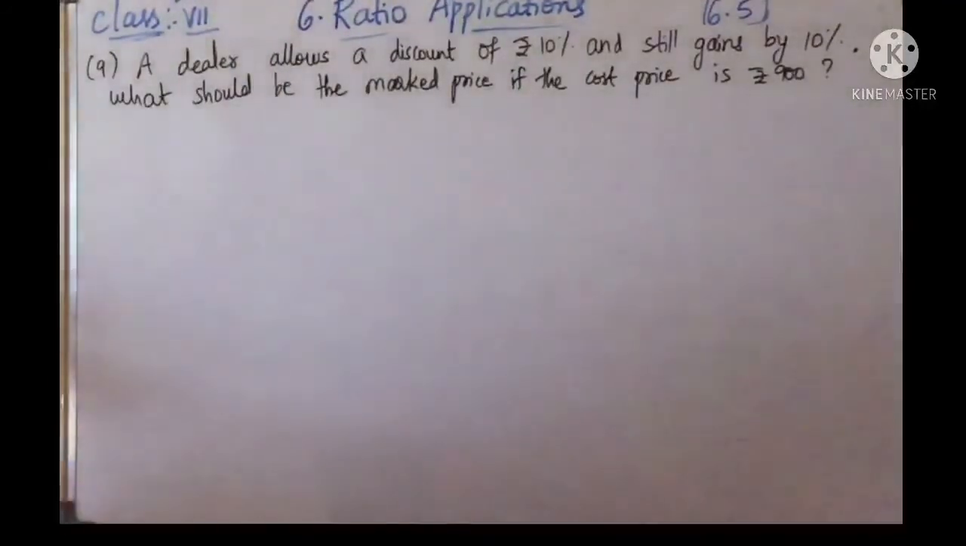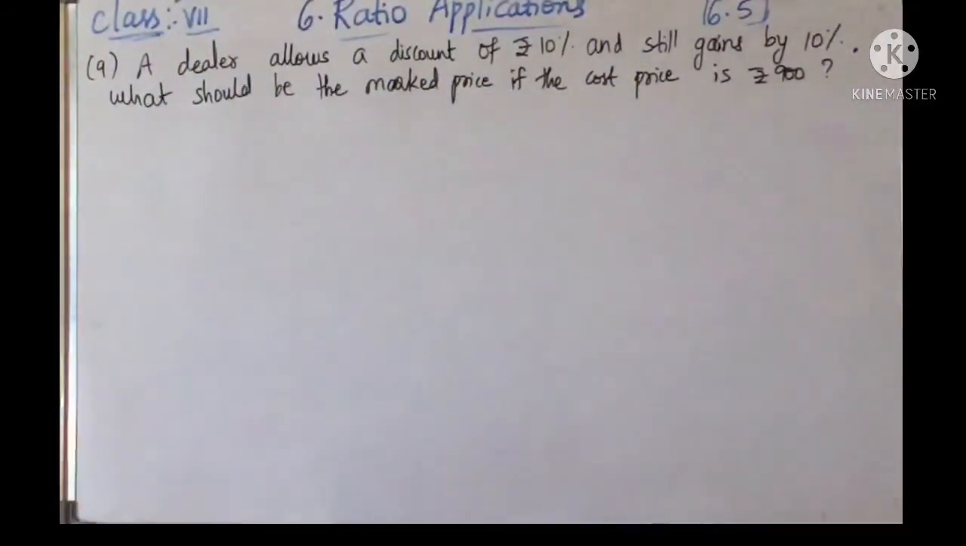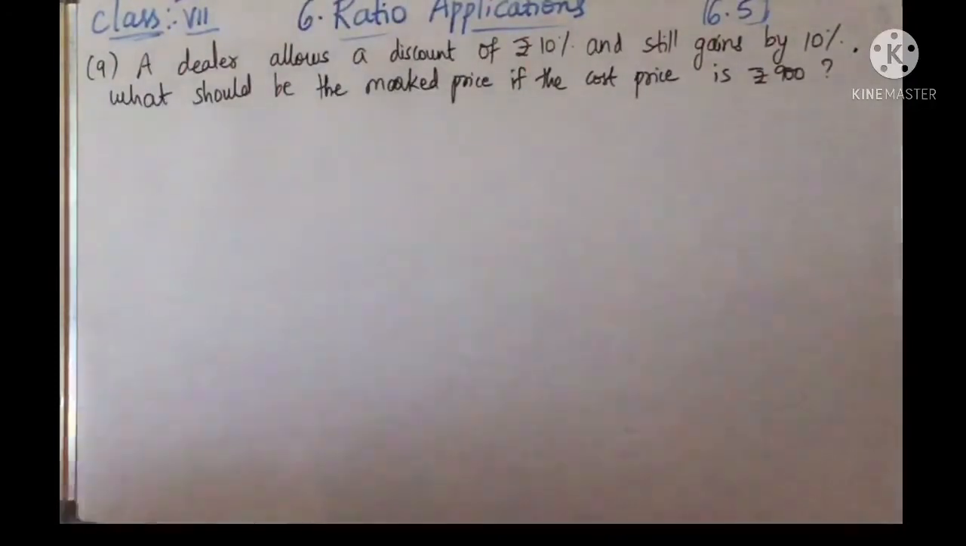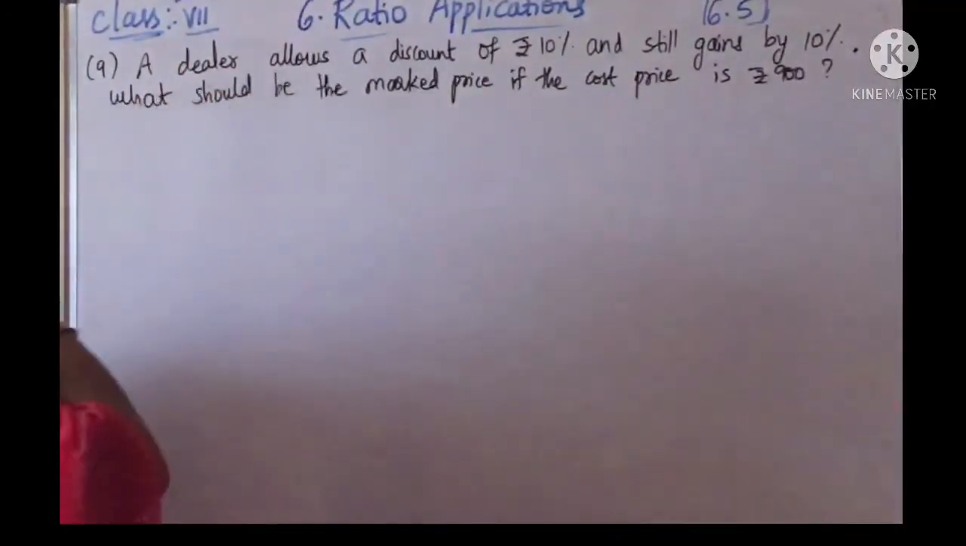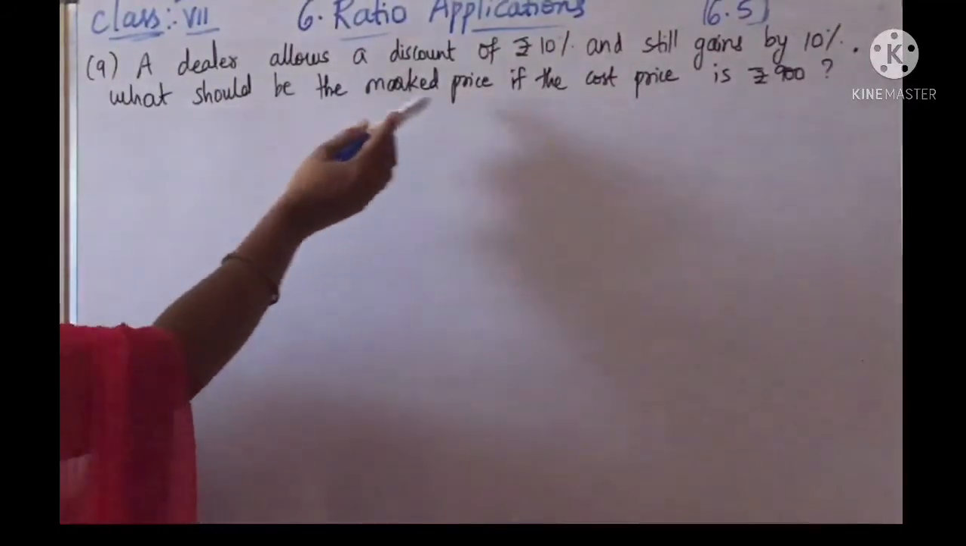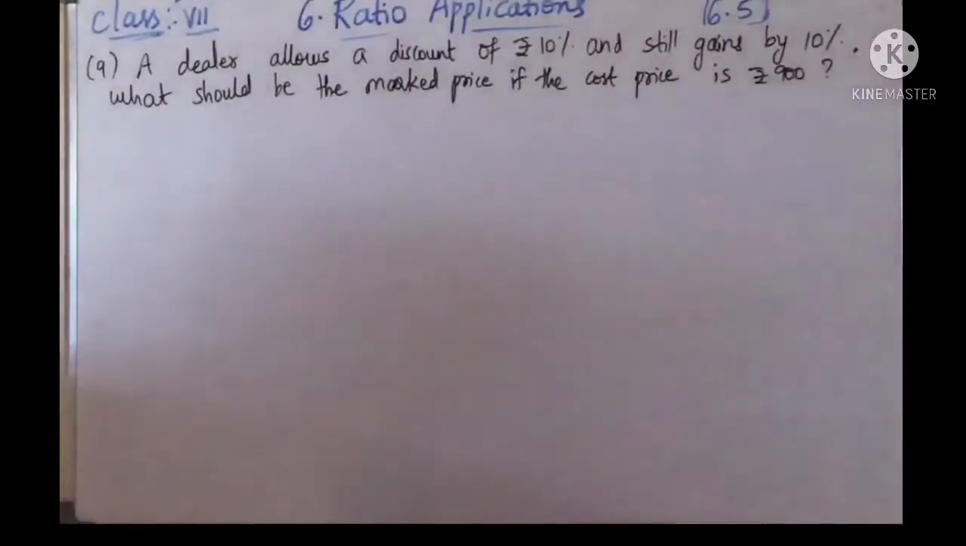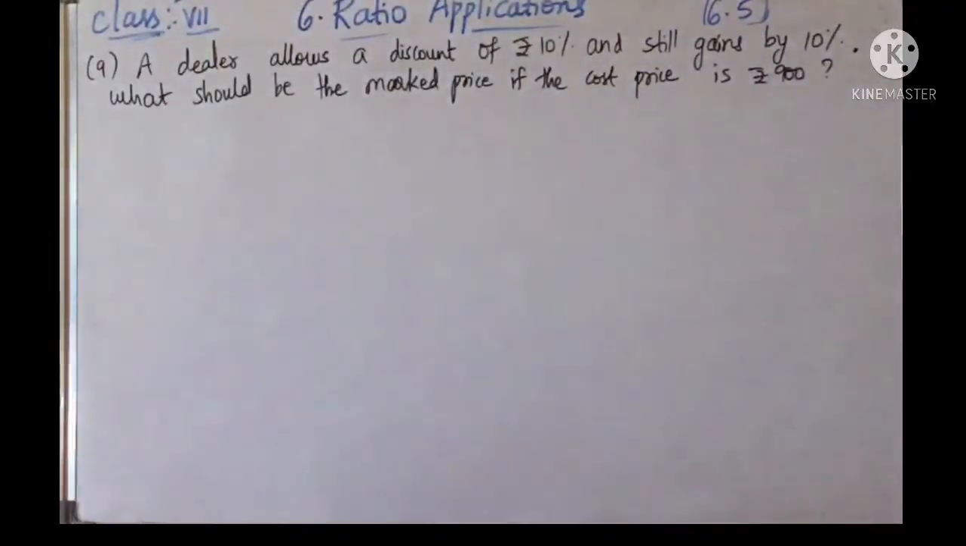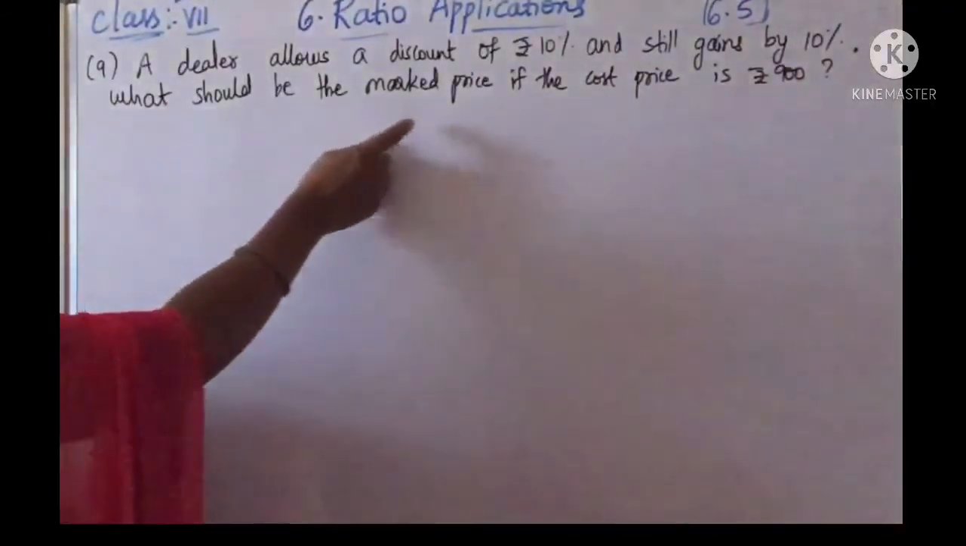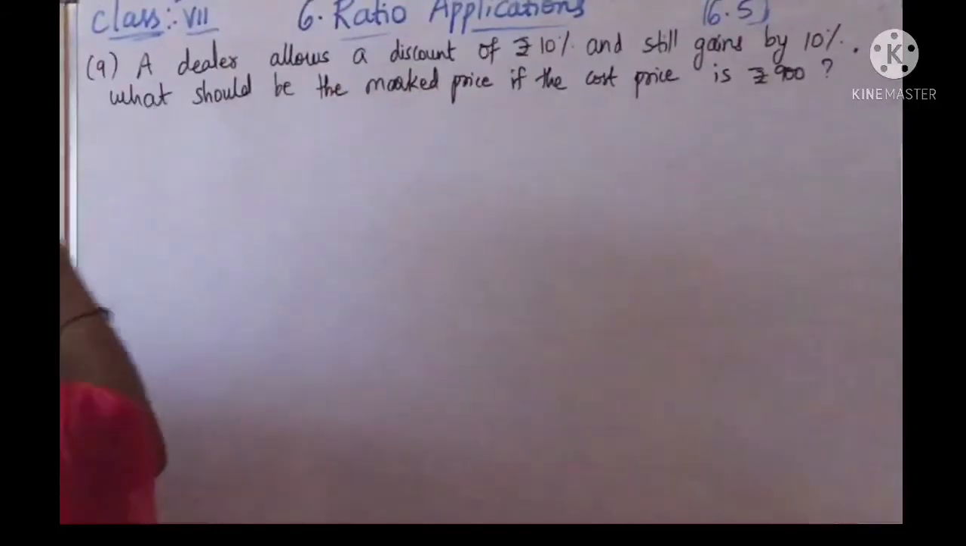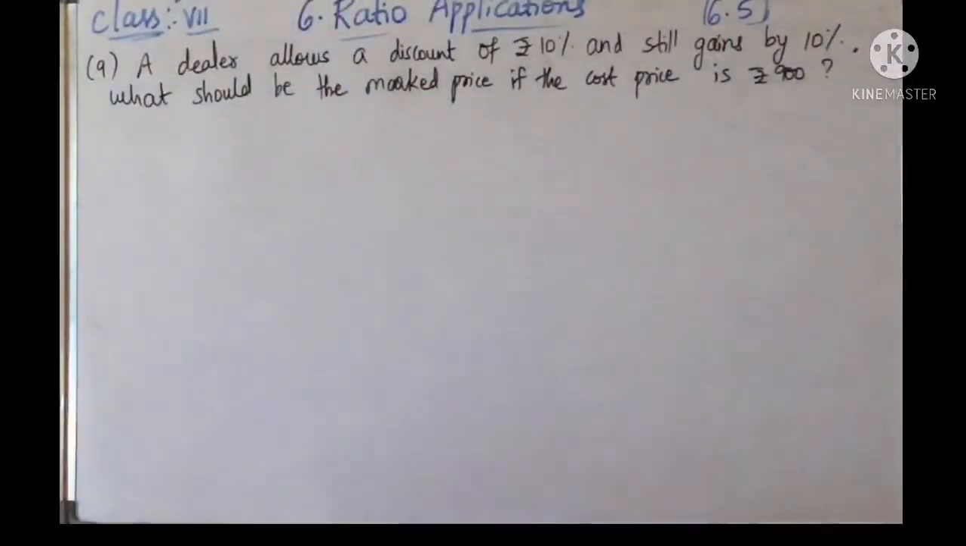Coming to 9th question, children. A dealer allows a discount of 10% and still gains by 10%. Even if he is giving 10% in discount, still he is getting 10% gain. What should be the market price if the cost price is 900? So we need to find the market price here. To find the market price, we compulsory need to find the selling price. Without selling price, we cannot find the market price here, right?